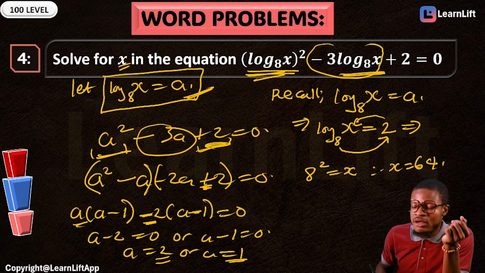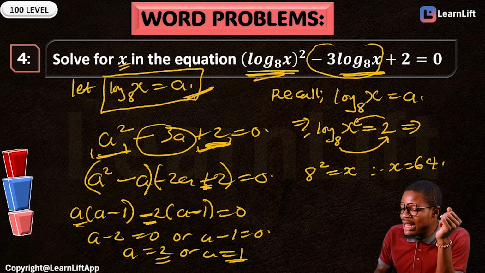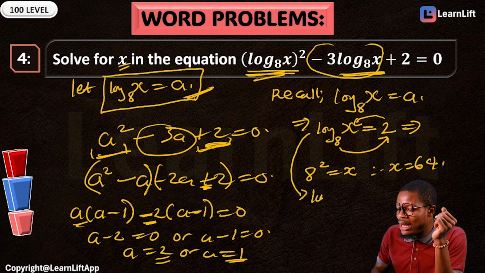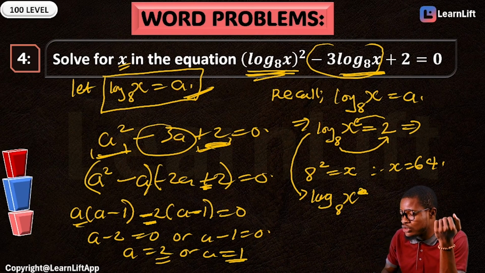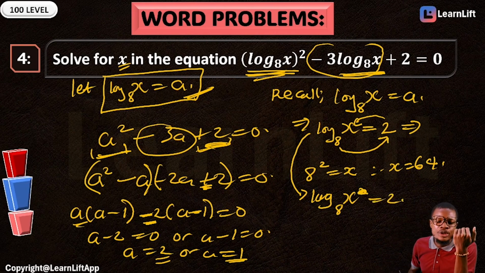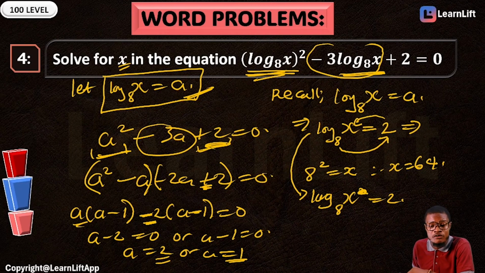Now, sir, what about the second way? The second way is this. Let's see it from what we have here. Our log base 8 of x is equal to 2. How do we apply the second way so that we get the answer? You must know all of this very, very fast so that you know how to manipulate your way.